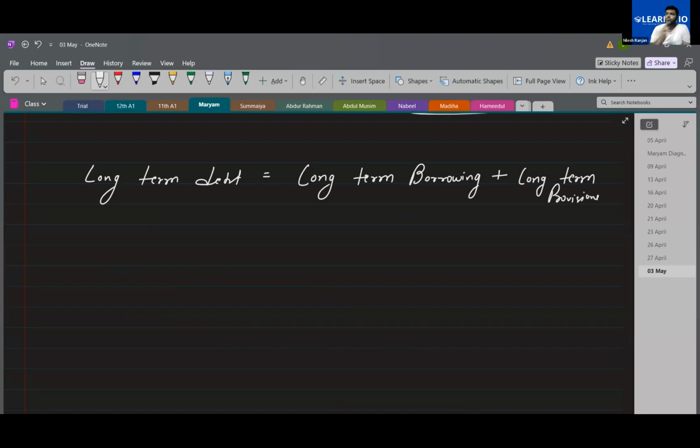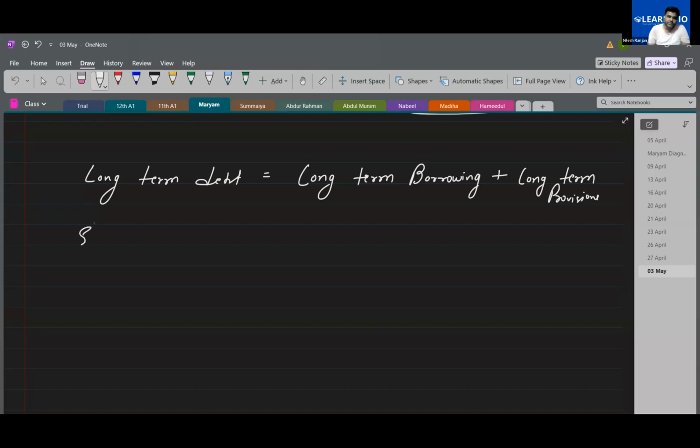Now there are two more items in long-term non-current liability. One was deferred tax liability and one was other non-current liabilities. So these two are not part of long-term debt. We only take long-term borrowing and long-term provision.